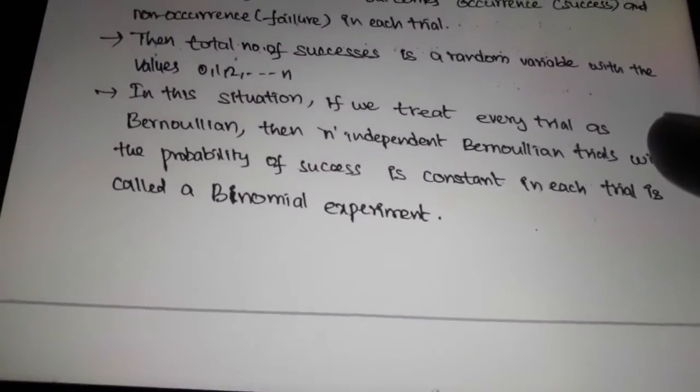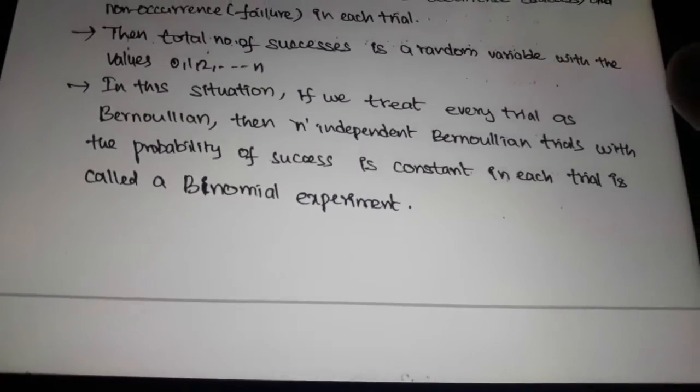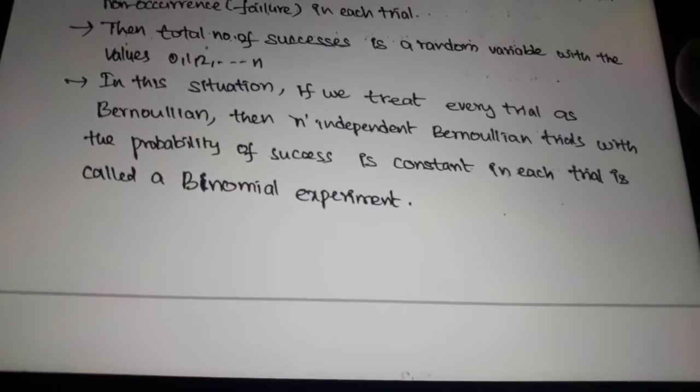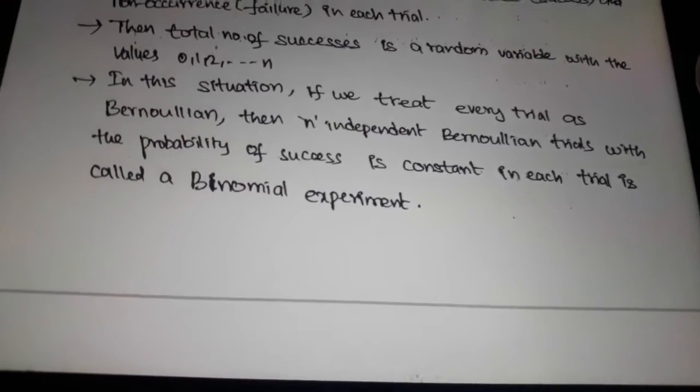Constant in each trial means, suppose you consider, when 4 coins are tossed, what is the probability of getting 3 heads, suppose.